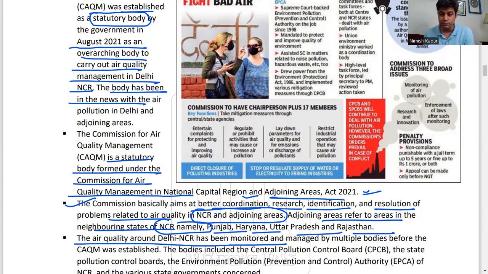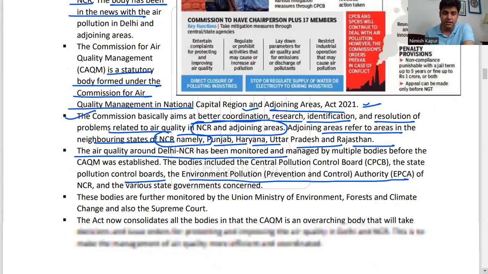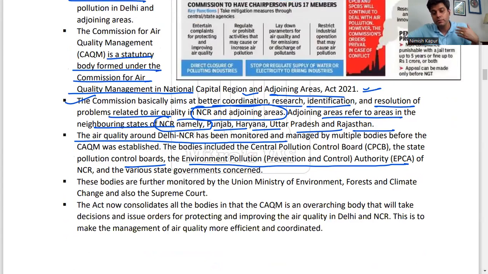The air quality around Delhi NCR has been monitored and managed by multiple organizations till now, including CPCB, the State Pollution Control Boards, Environmental Pollution Prevention and Control Authority, right, EPCA of NCR and various state governments. So these bodies are further monitored by the Union Ministry of Environment, Forest and Climate Change and also the Supreme Court. So this act, under which the CAQM has been established, consolidates all the bodies. The CAQM is the overarching body that will take decisions and issue orders for protecting and improving the air quality in Delhi and NCR, right? So this is the major thing you should look at.